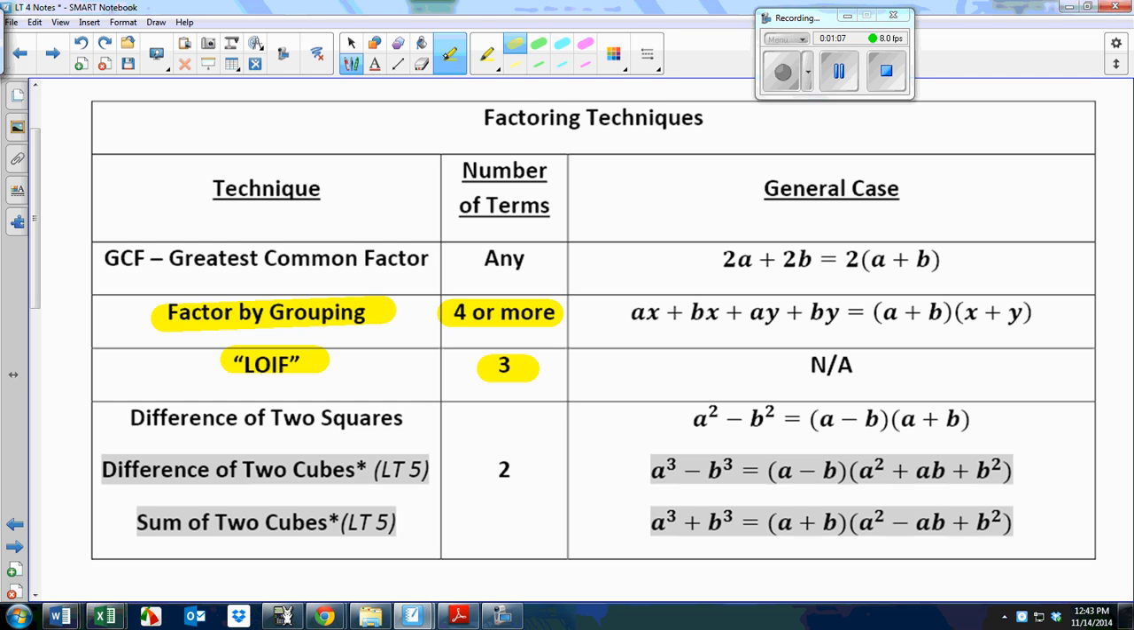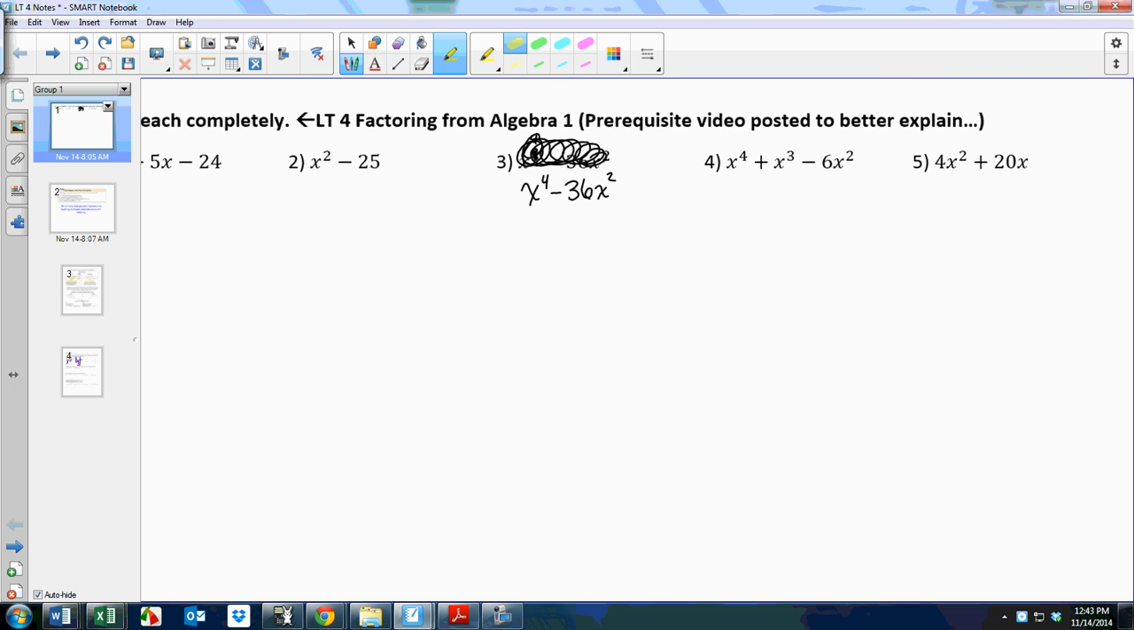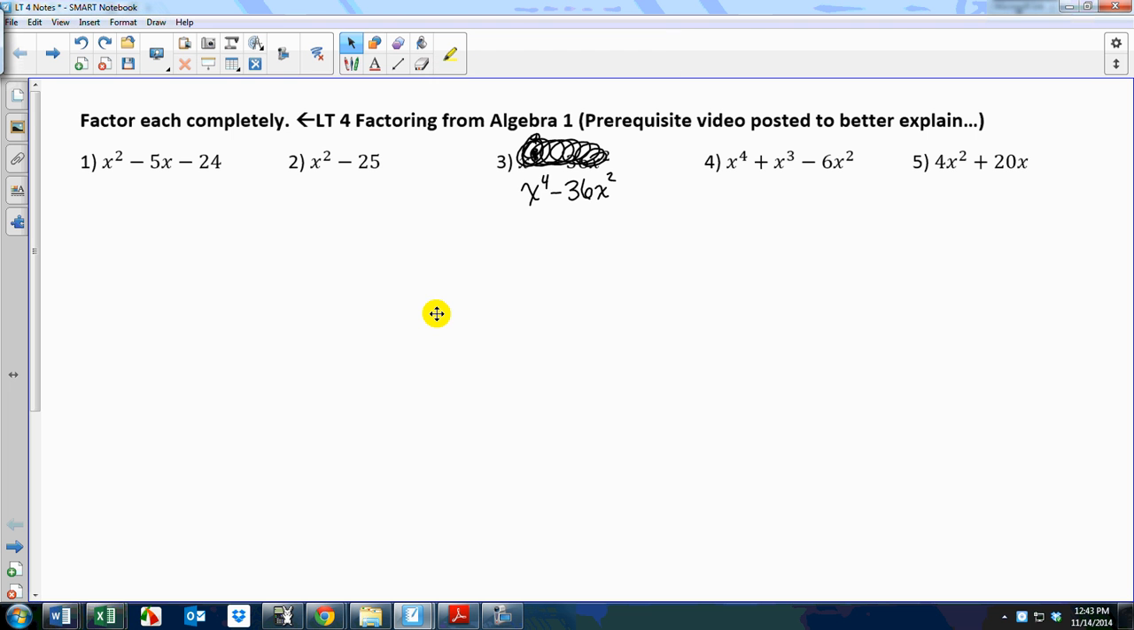And then last but not least, if there are 2 terms, factor using the difference of 2 squares, which is this formula. There are 2 other formulas, but we won't deal with them until later. All right, so we've got 5 examples on the first page here to try. So if you're watching the video, pause it, take as long as you need to try them. We've already done that in class.